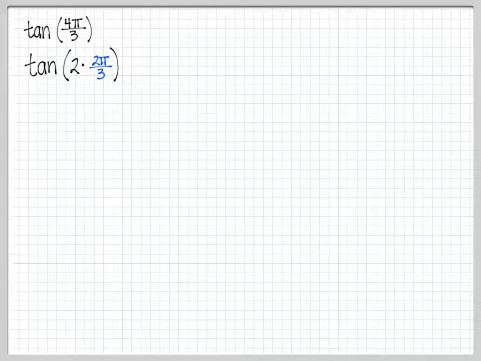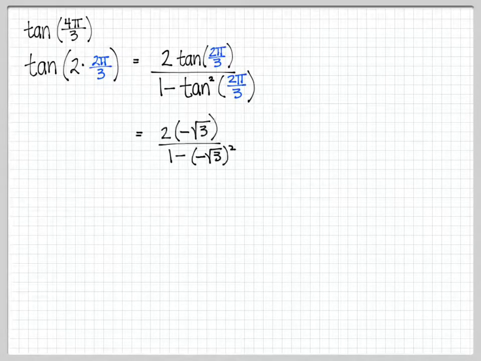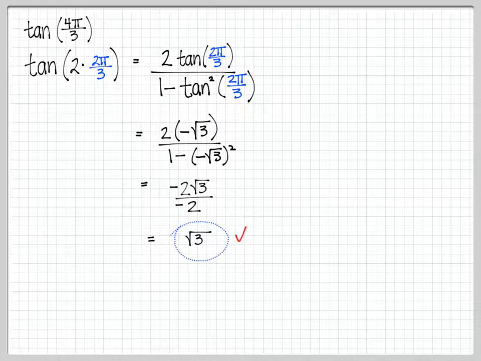For tangent, here I'm using 4 pi over 3. And if I looked at that as a double angle, well, 4 pi over 3 is the same thing as 2 times 2 pi over 3. So I use the formula, plug everything in, simplify, and I get the square root of 3, which, had we looked at our unit circle and the coordinate pairs and did sine over cosine, or the y over the x, we would have noticed that it was positive root 3.